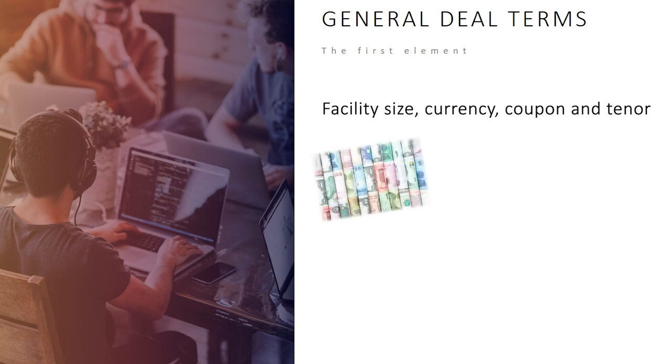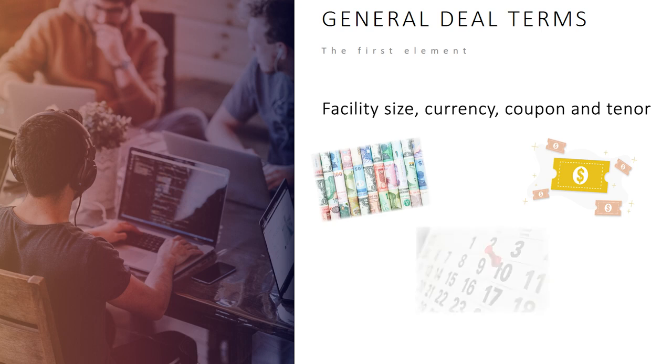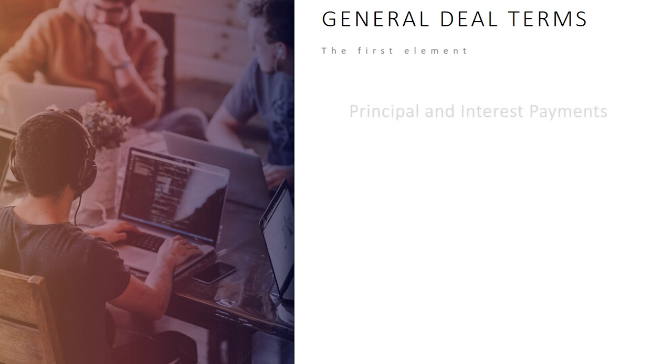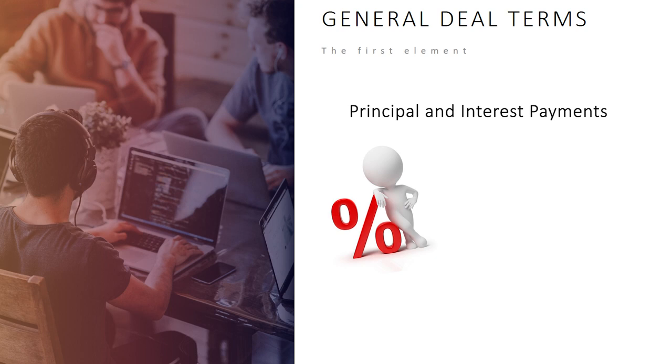Currency. That's the currency that the loan is granted in. Coupon. The annual interest the borrower pays on the facility. Tenor. The amount of time after closing that the loan's final payment is due. Principal and interest payments. Interest payment frequency, the frequency with which interest payments are made. Principal payment schedule. This refers to the predetermined schedule with which a borrower is to make principal repayments.